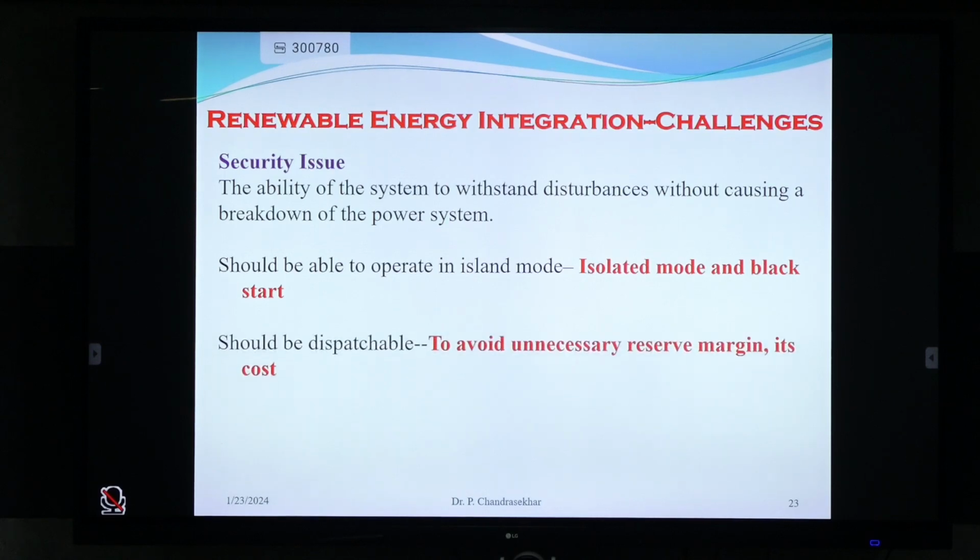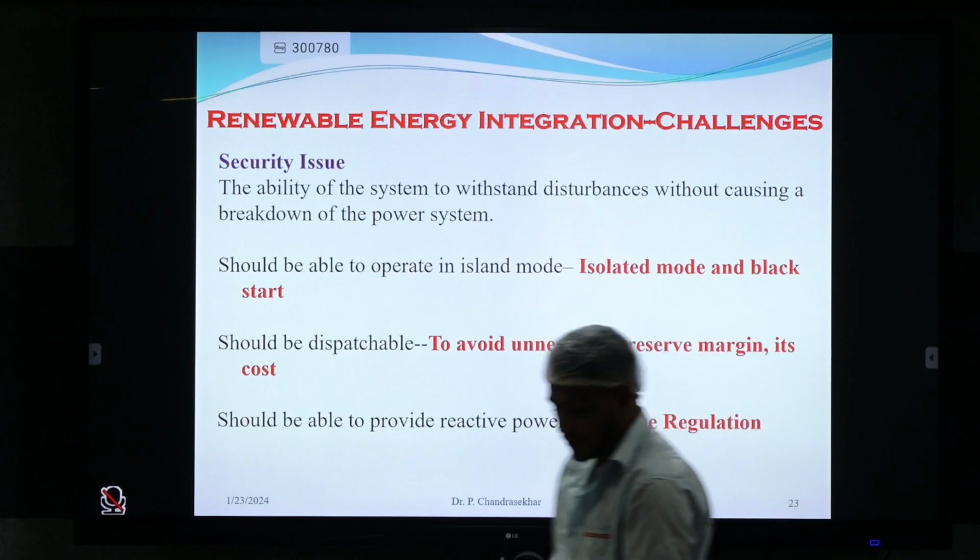The next one is to avoid unnecessary reserve margins. Grover was talking about how, whenever we have renewable and PV sources, we have to have storage, so that they are dispatchable. If they are not dispatchable, we have to make them dispatchable by connecting storage. But pure renewable energy, that is PV, as of today is not dispatchable. So we have to develop a strategy and a control system that can make these systems dispatchable.